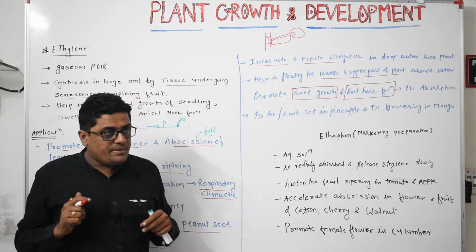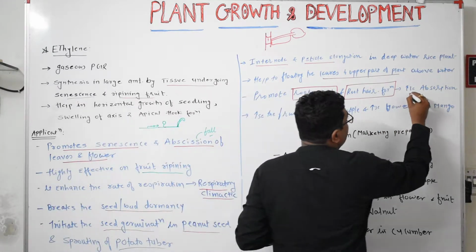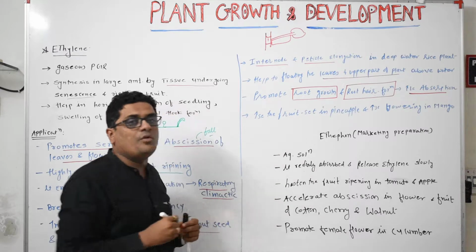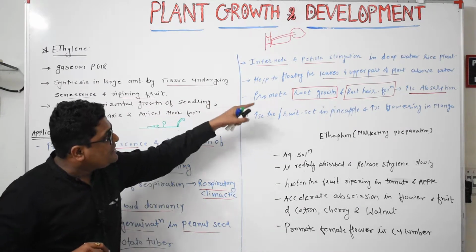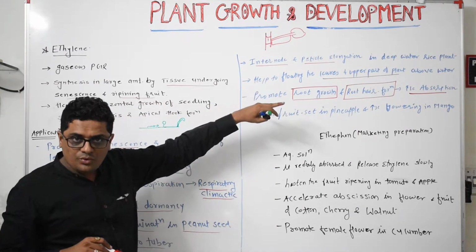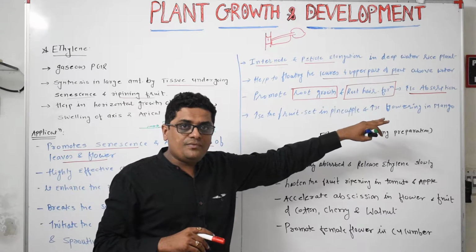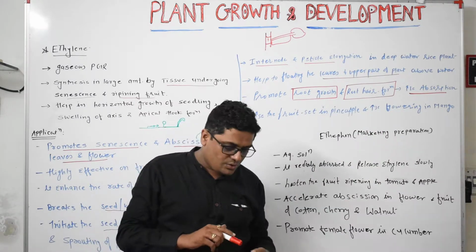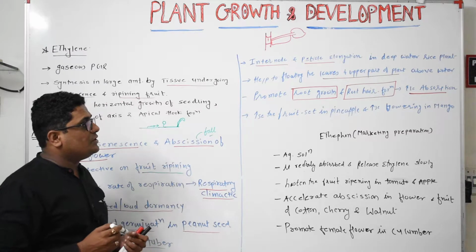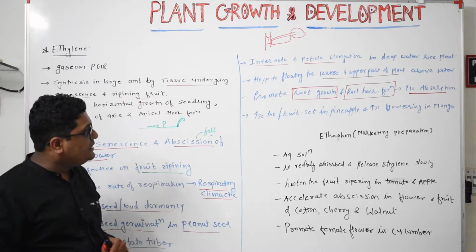The surface area will increase, and as the surface area increases, it will increase the absorption of water from the soil. So ethylene is responsible for the development of the root, it helps in the formation of root hairs, and it also helps in the absorption of water from the soil.